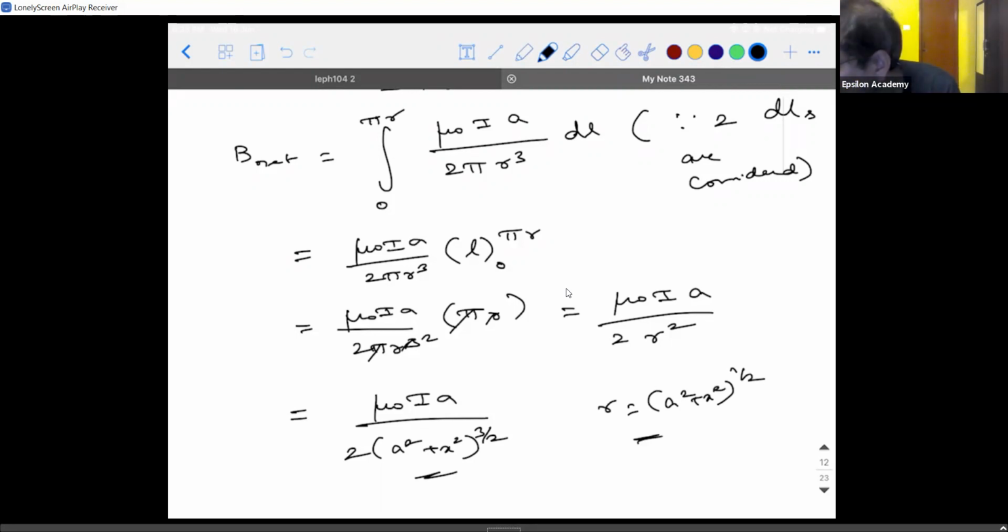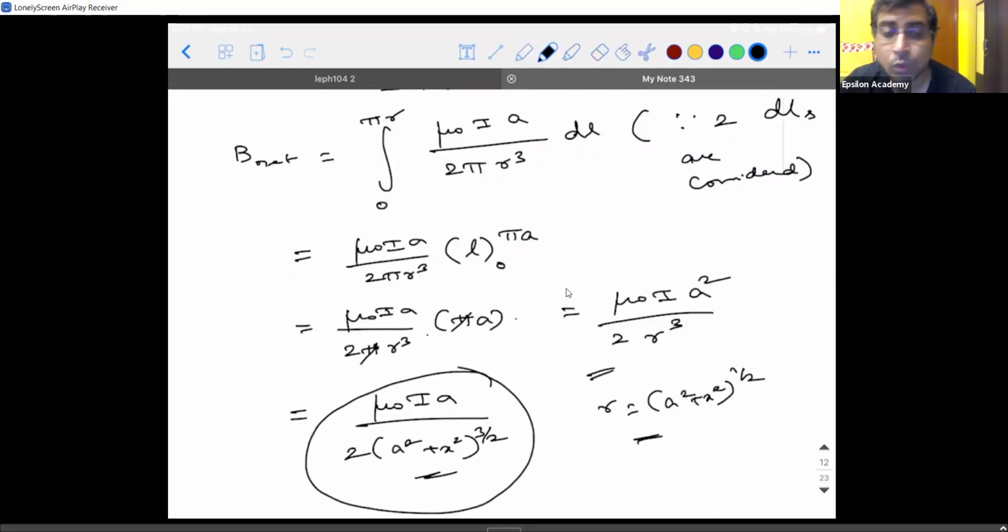Sorry. The mistake is it is not pi r, it is pi a, because the radius of the circle is a. I'm sorry. Divided by 2 pi r cube into pi a. Pi and pi will get cancelled. So mu naught I a square divided by 2 r cube. Okay. So this is an expression which you are supposed to remember. Mu naught I a square divided by 2 into a square plus x square the whole power 3 by 2.